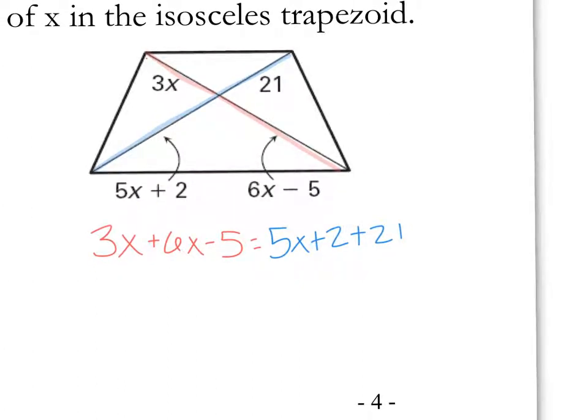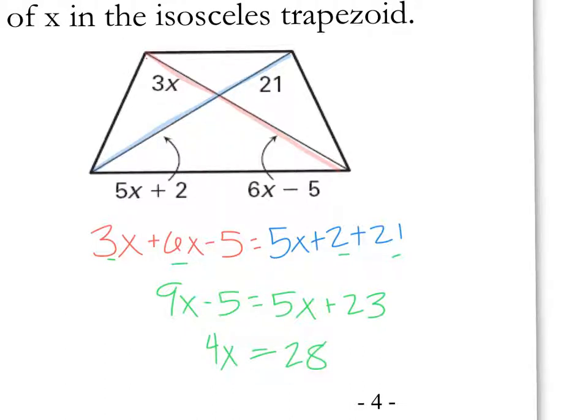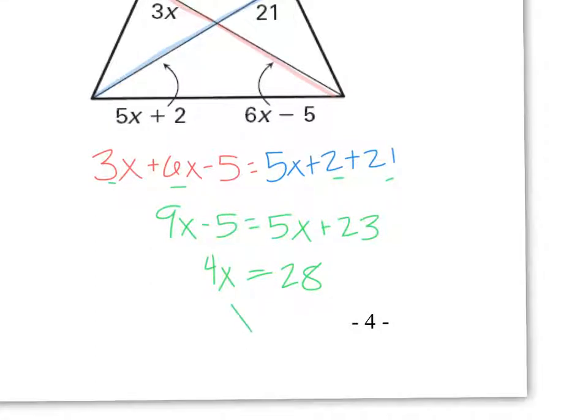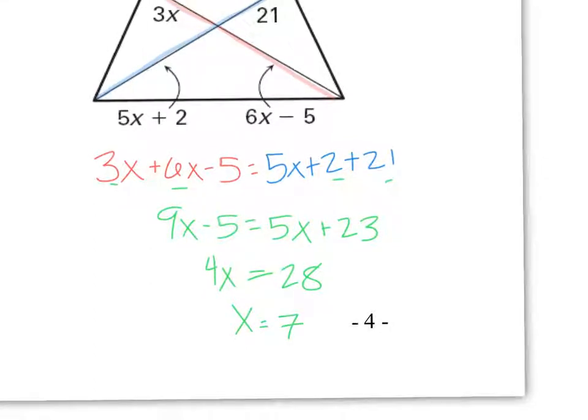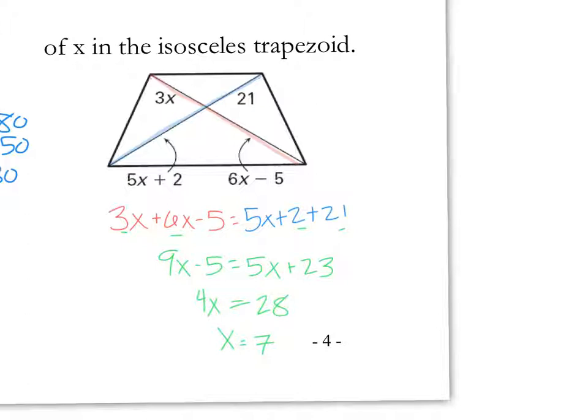And then all you got to do is simplify and combine like terms. So 9x minus 5 equals 5x plus 23. All right, so if I subtract 5x, I get 4x. If I add 5, I get 28. 28 divided by 4 is 7. So my x would be 7 in this problem.